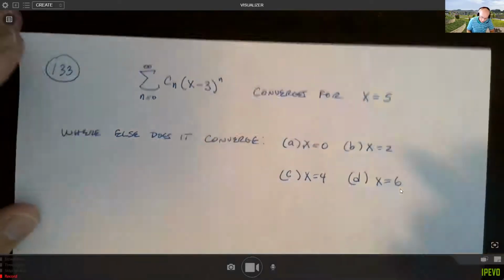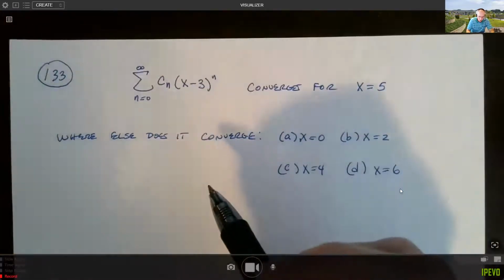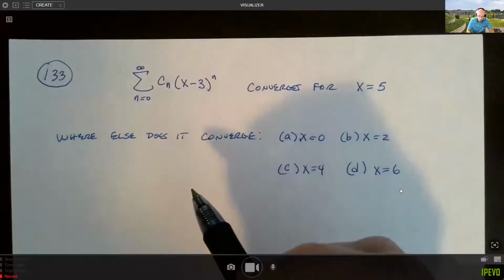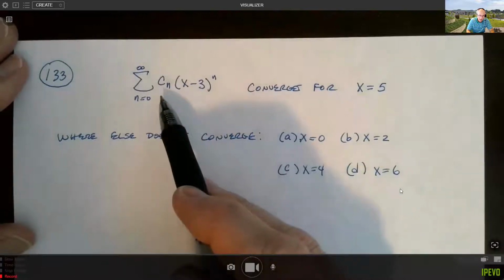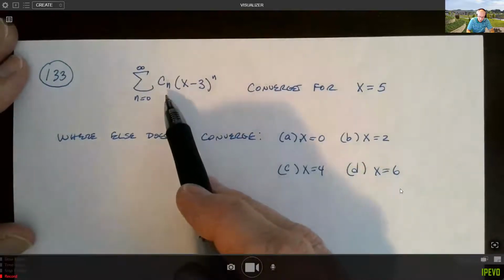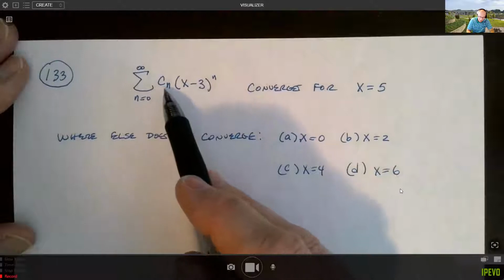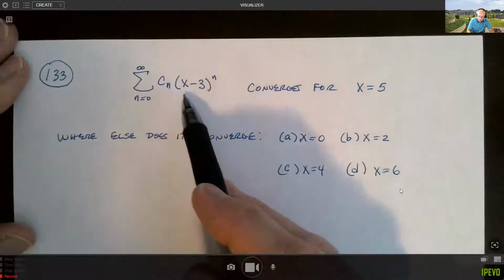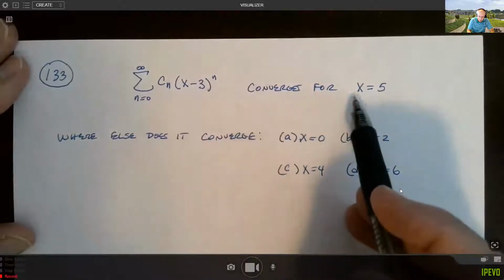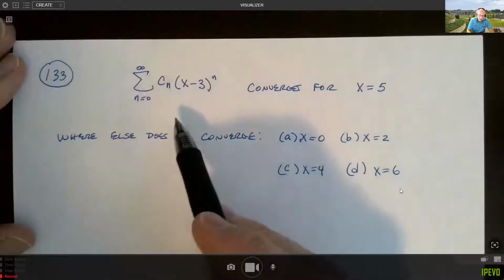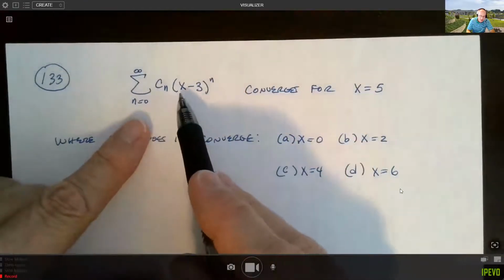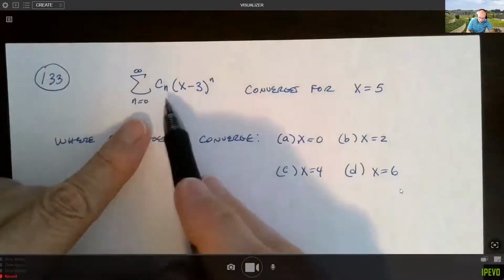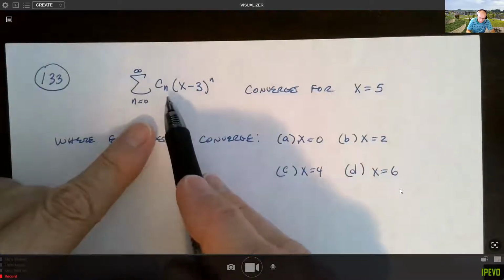Let's look at 133, very similar to 132 and 134. You're given a power series here, but you're not really given the formula for the coefficient C sub n. And you're told that this power series converges for x equal 5. Okay, now let's talk about the convergence of power series. What exactly do we mean? We mean what values of x make this series convergent.